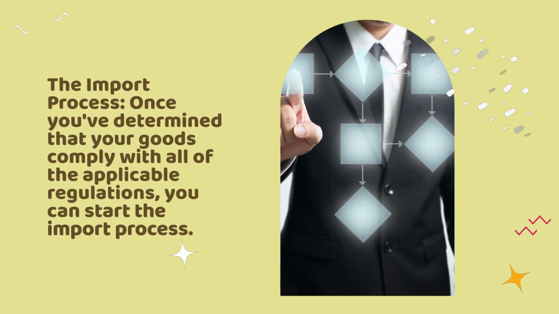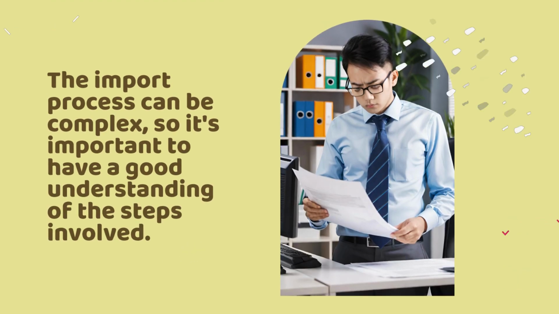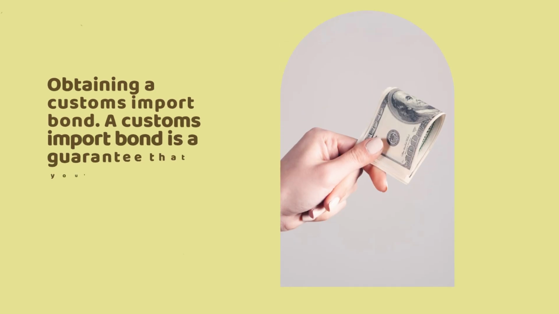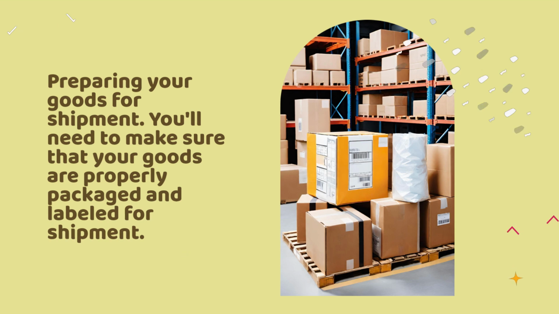The import process. Once you've determined that your goods comply with all of the applicable regulations, you can start the import process. The import process can be complex, so it's important to have a good understanding of the steps involved. The basic steps involved in importing computer networking gear into the USA include obtaining a customs import bond. A customs import bond is a guarantee that you'll pay all of the duties and taxes owed on your imported goods. Preparing your goods for shipment.